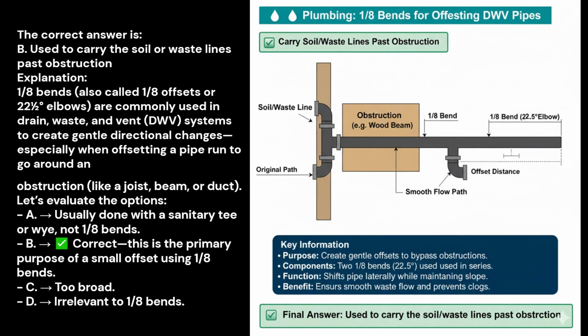Used whenever there's a change in direction in horizontal lines too broad. Larger changes use 1/4, 45 degrees, or 1/2, 90 degrees, bends. D. When side takeoff is smaller, irrelevant to 1/8 bends, that's about reducing fittings, not offsets. Final answer: B. Used to carry the soil or waste lines past obstruction.